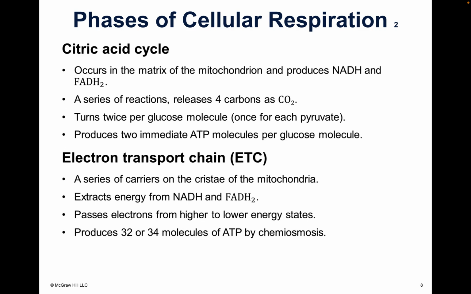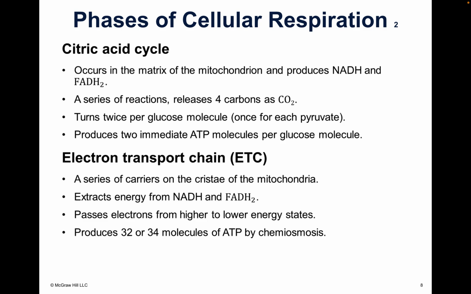So then the next step, we're talking about the citric acid cycle. This occurs in the matrix of the mitochondria, and this produces NADH and FADH2. So remember, FADH is the combination of FAD and NAD+. The citric acid cycle is a series of reactions that ultimately release 4 carbons as CO2. It turns twice per glucose molecule. There's 1 glucose per each pyruvate. So each turn, you get 1 pyruvate from that. You also get 2 ATP molecules per glucose. So you put in 1 glucose, you get a pyruvate, and you get 2 ATP.